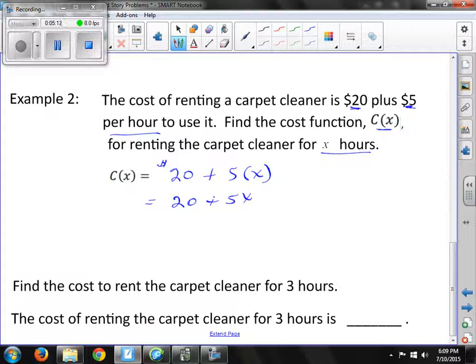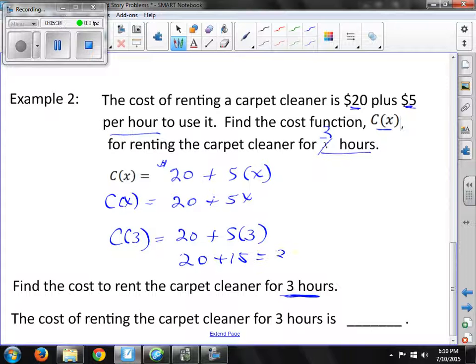Now our question asks for the cost to rent the carpet cleaner for 3 hours. So we're going to use 3 for x. So we'll have C of 3 is 20 plus 5 times 3, which would be 20 plus 15, which would be 35. So the cost of renting the carpet cleaner for 3 hours is $35.